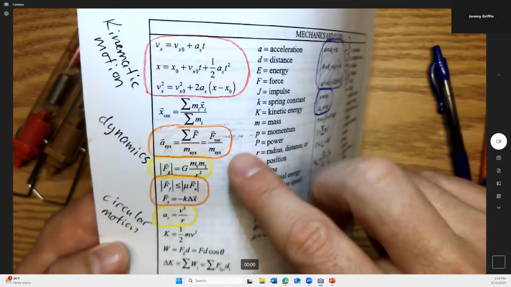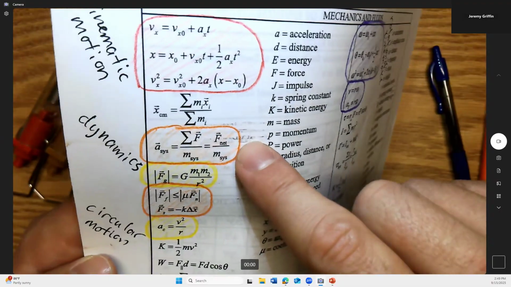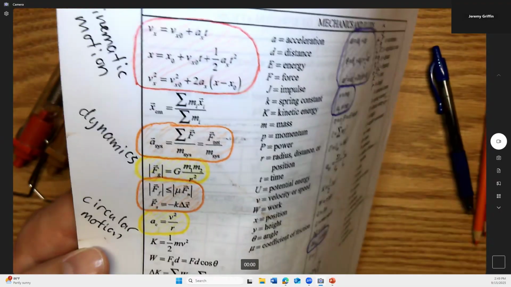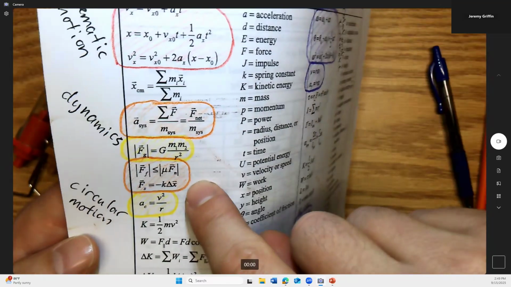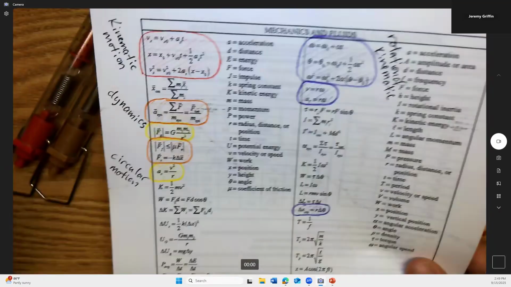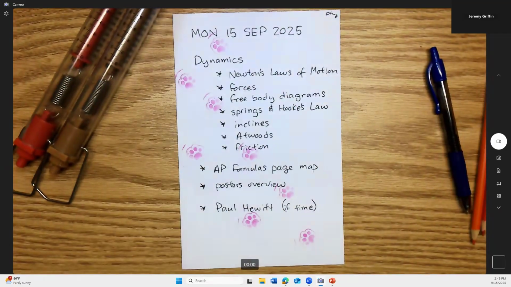This is called Newton's second law of motion. You'll see that on the PowerPoint. Acceleration is net force over total mass. There's a friction equation and there's a spring law equation. I also circled some other ones that we're going to come to in probably about four or five weeks from now. So, a little bit of context there.